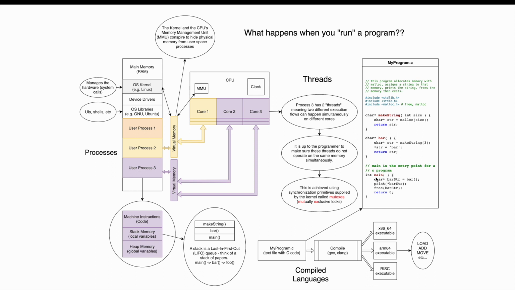Main, down here. In C, the standard start point of a program is called main. When you tell your operating system to start executing this program, the first instruction that's going to be loaded into the instruction register is going to be at the start of this main function.